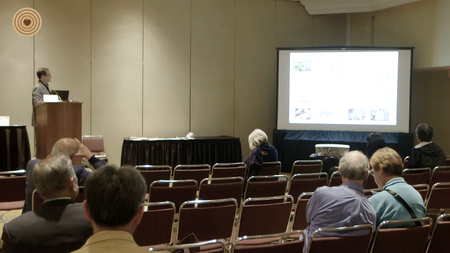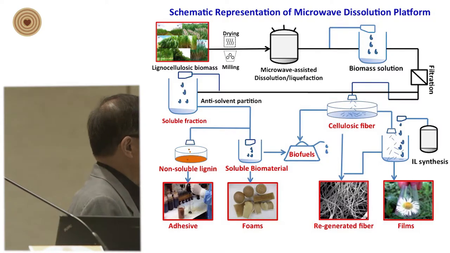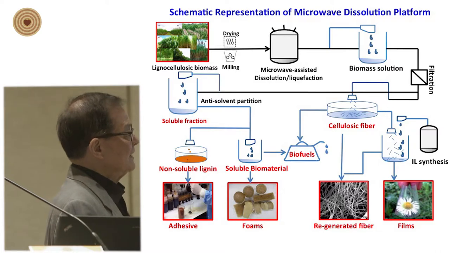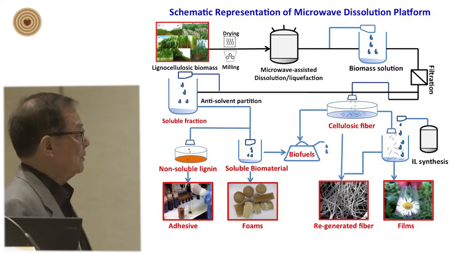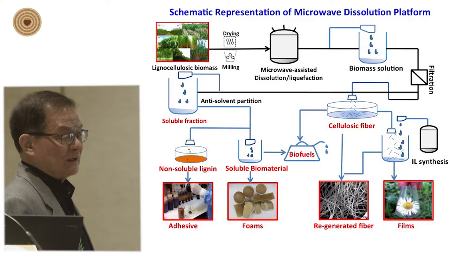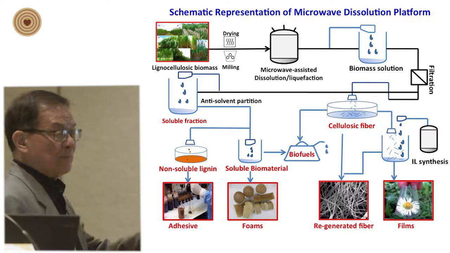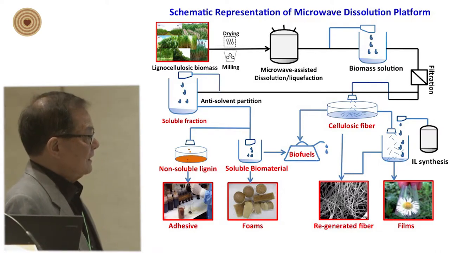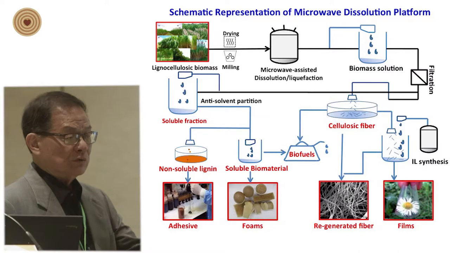So the first step is we need to try to fractionate the wood into three parts. This is what people have been talking about in the biorefinery. Here is the biomass, any kind of biomass. Then you can put it into the microwave dissolution or liquefaction. Take that technology and put it in there, and very quickly you can put it into solution. And then that biomass solution, you can immediately filter the cellulose part out from that solution.